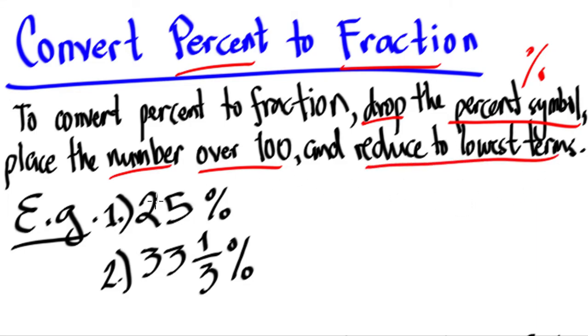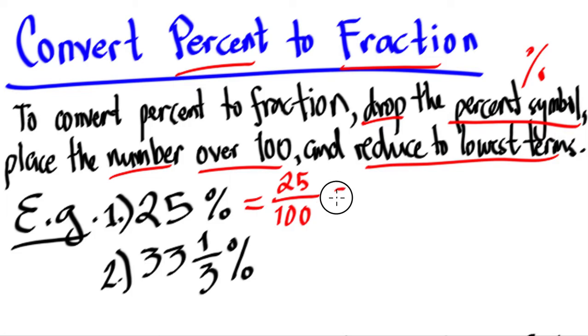So as an example, let's have 25% here. The first thing we need to do is to drop the percent symbol. So imagine that there's no percent symbol here. So we have 25. Put that over 100. That's going to give us 25 over 100 and then reduce to lowest terms.